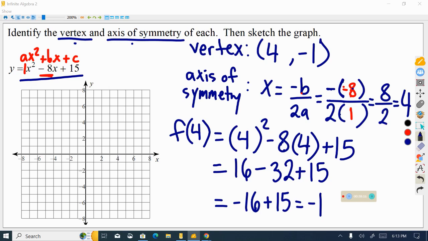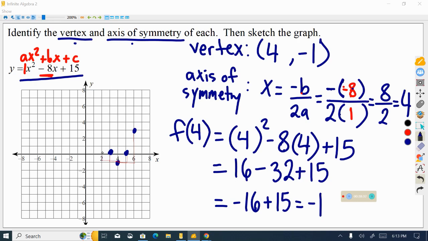So now I will put positive 4, negative 1, and now we can do our quadratic growth. We go over 1, up 1 squared, right? Over 1, up 1 squared from the vertex. Over 2, up 2 squared. 2 squared is 4, so 1, 2, 3, 4. Put that there. Same thing on the other side.